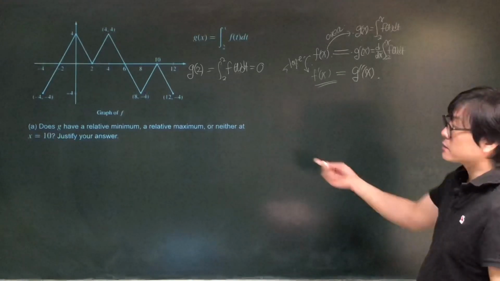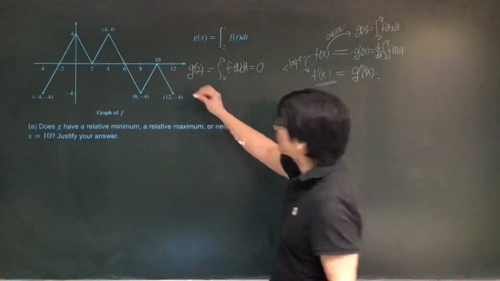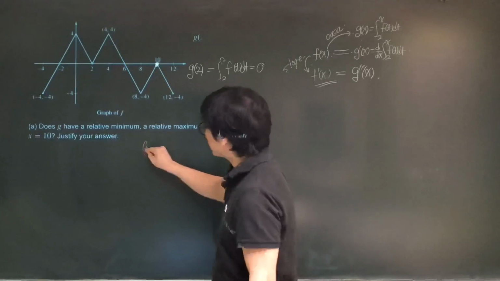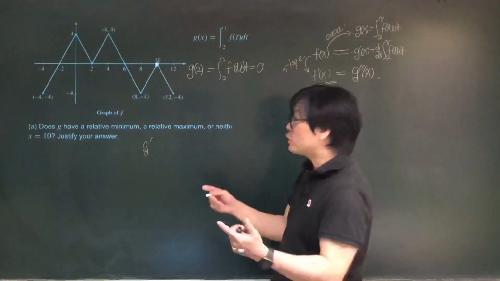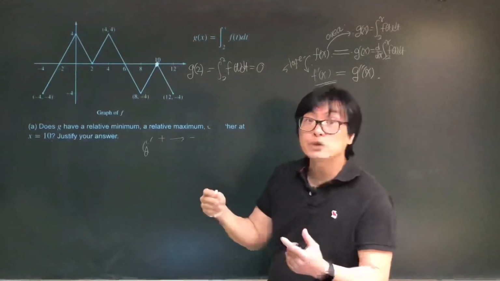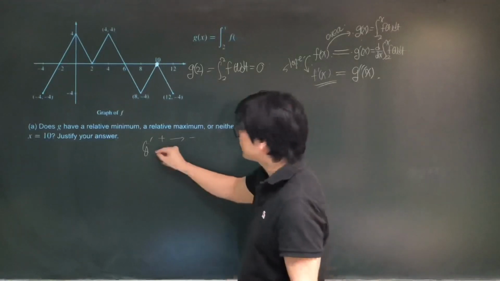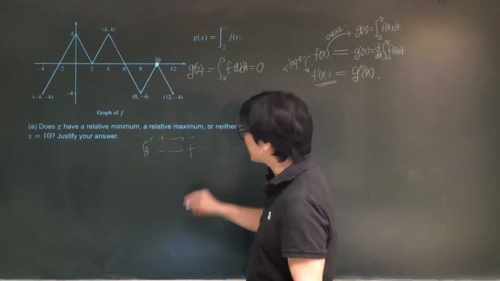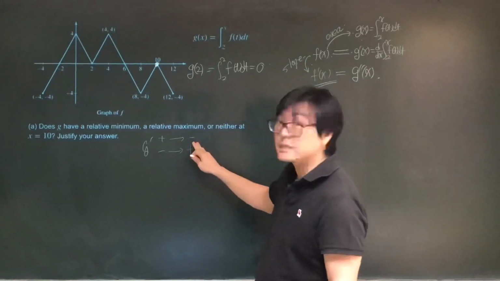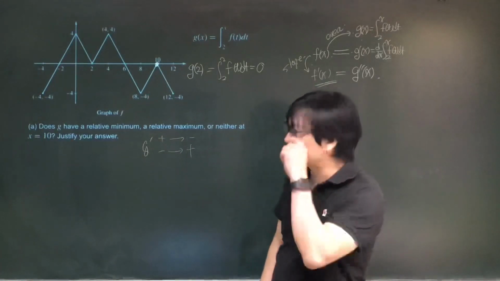Does G have a relative minimum, maximum, or neither at x equals 10? At this point, we need to check G prime. If the G prime value changes from positive to negative, that means G of x is increasing then decreasing, so that will be a relative maximum. If the G prime sign changes from negative to positive, then G of x itself is decreasing then increasing, so we have a relative minimum of G of x at that point.